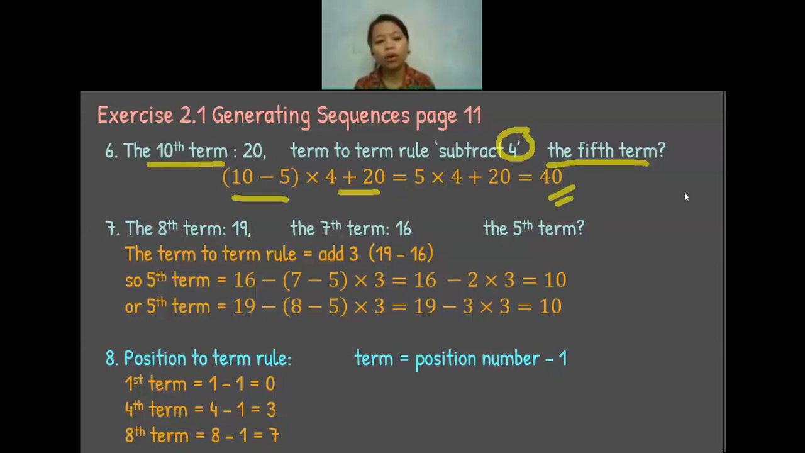Is there anyone who is confused at question 6? Is there anyone? No confusion?